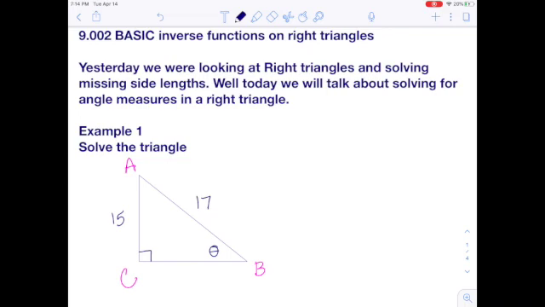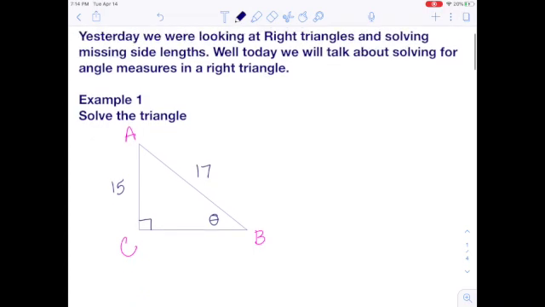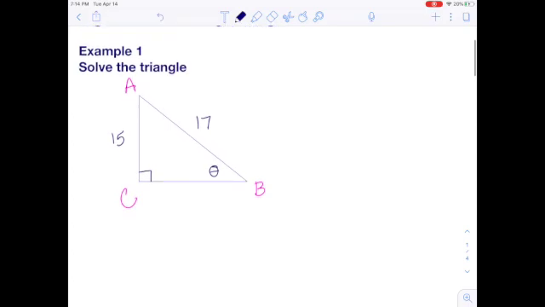Hopefully you have a graphing calculator, or a scientific one will do just fine for today, because we're going to need our inverse function button. So to start off, example 1, we're going to be solving the triangle. I put theta there because that's where I want us to start, even though you could start at solving for angle A.